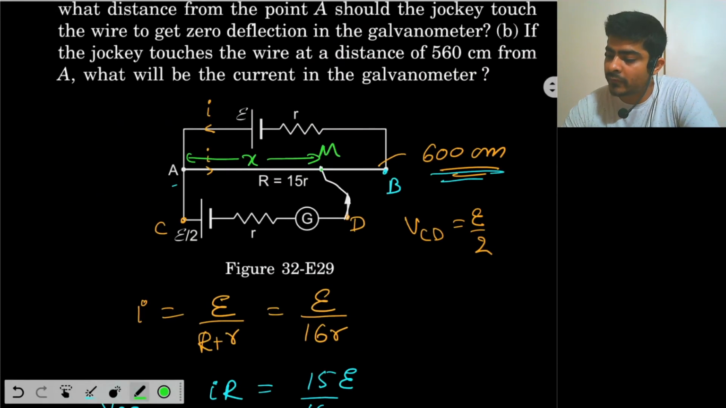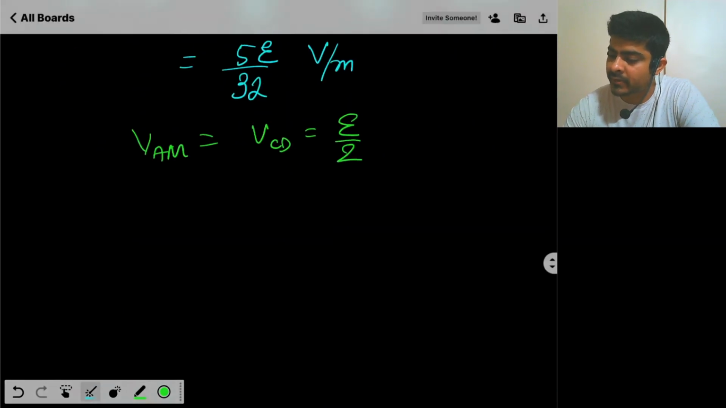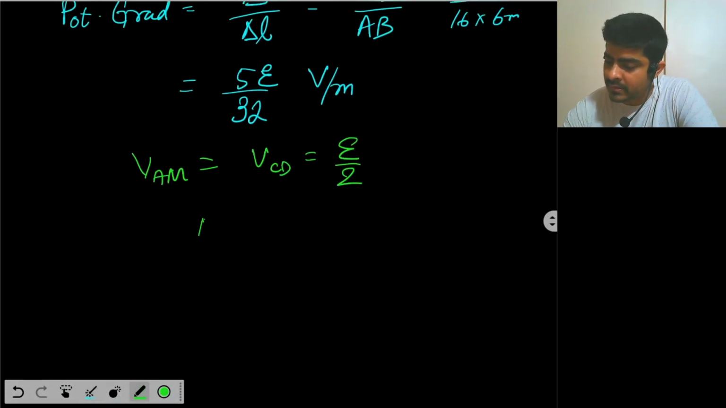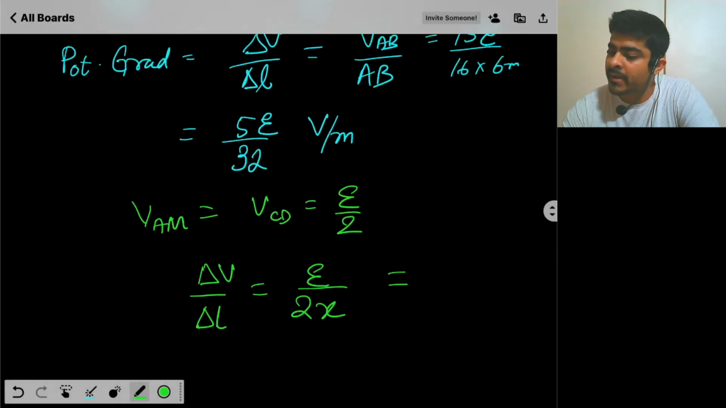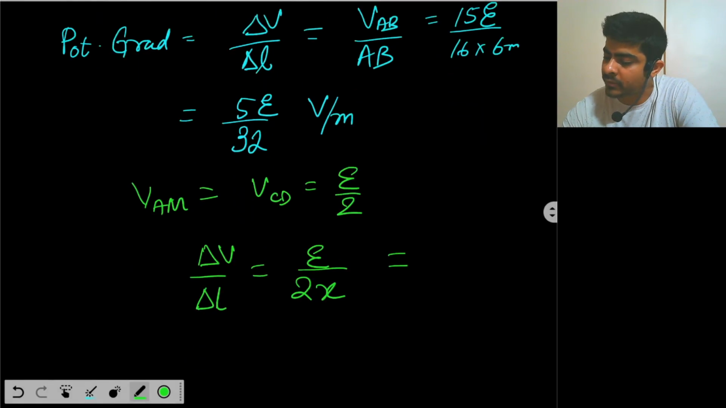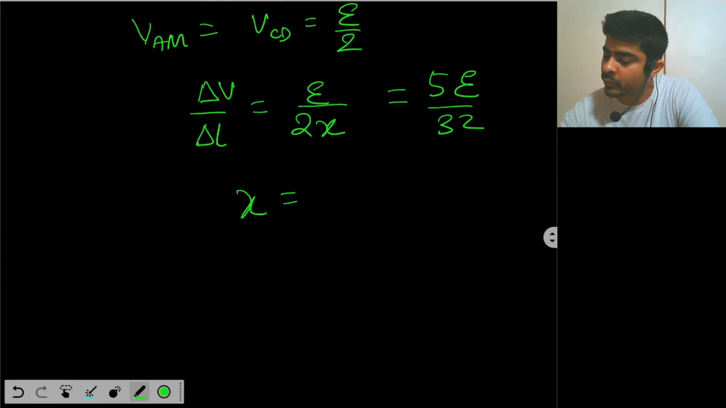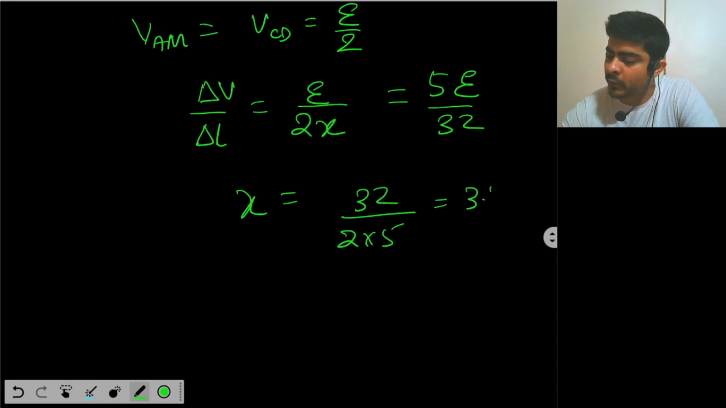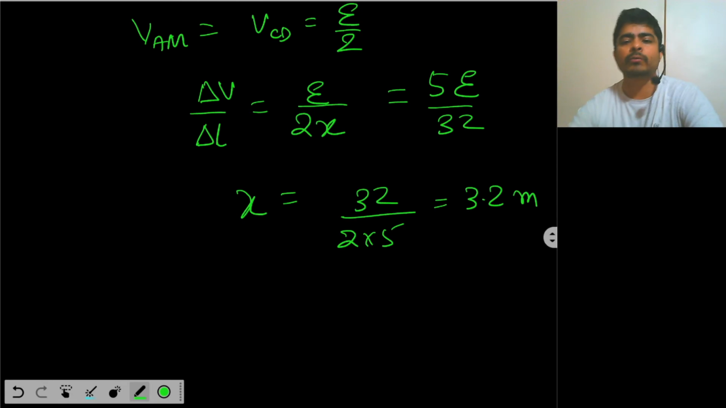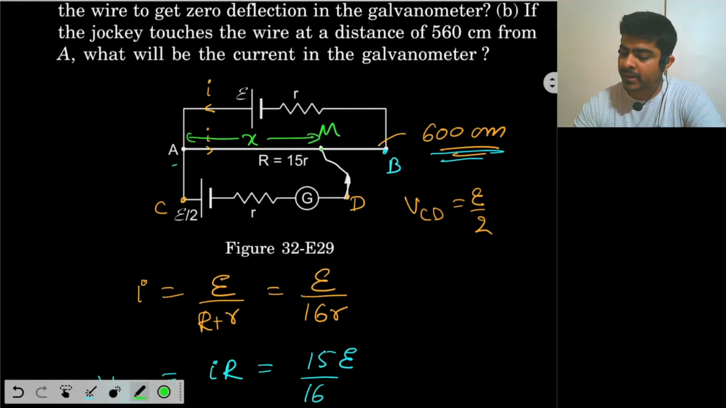And if the length of AM is x, then we could say that delta V by delta L will be equal to E by 2x, and delta V by delta L we already know is 5E by 32. So we get x will be equal to 32 divided by 2 times 5. So that will be 3.2 meter or 320 centimeter. So the galvanometer should be connected at 3.2 meter away from point A.